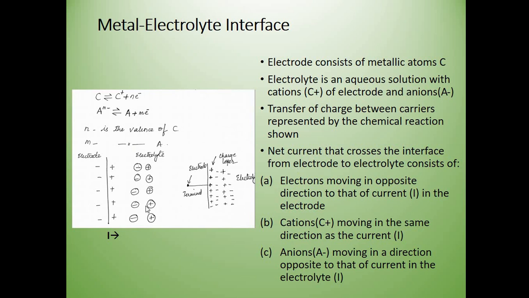So the net current that crosses the interface from the electrode to electrolyte consists of three parts. So this is the total current. The first is due to the electrons moving in the opposite direction to that of the current in the electrode. The second is due to the cations moving in the same direction as the current, and the third is due to the anions, which move in the direction opposite to that of the current in the electrolyte.